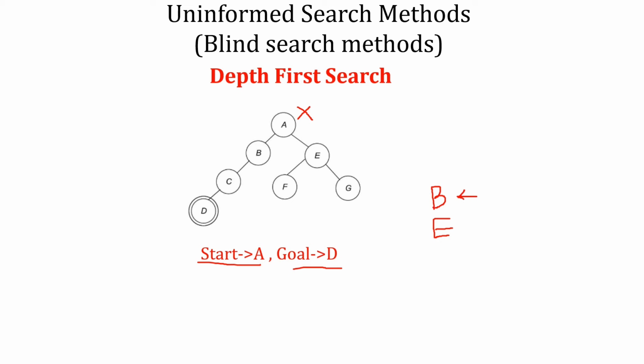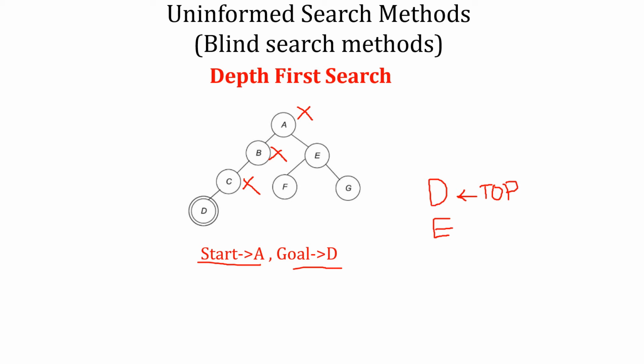Now the top pointer is pointing to the node B. We are checking whether B is going to be the goal. No, B is not the goal. In this case, we will try to push the child of B, which is C. So this is taken away and we are going to push node C. Now check whether C is going to be the goal. No, C is not the goal. Push the child of C, which is D. Now remove this and then place in D.